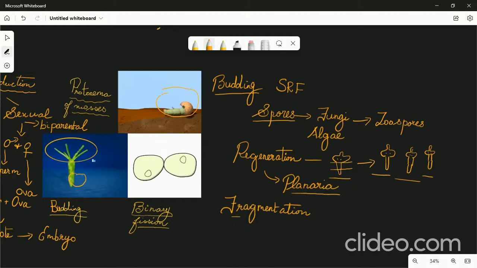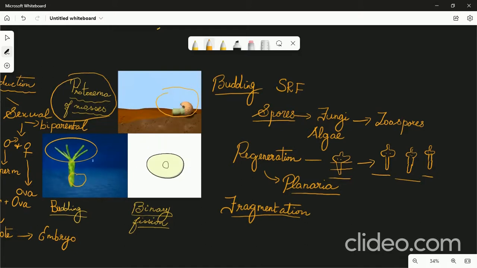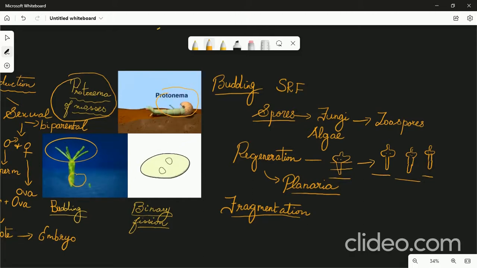Now we can move on to fragmentation. In fragmentation, we can take the example of protonema of mosses. What are mosses? You already know that in lower classes you will have studied these mosses. They are categorized under bryophytes. These bryophytes are considered the amphibians of the plant kingdom. So mosses are one example of bryophytes.